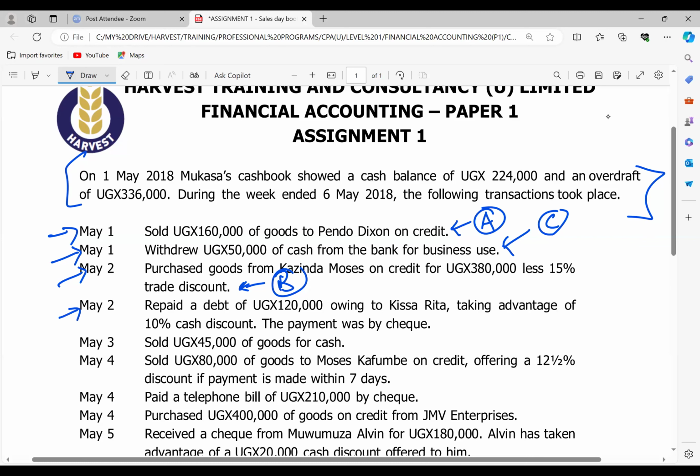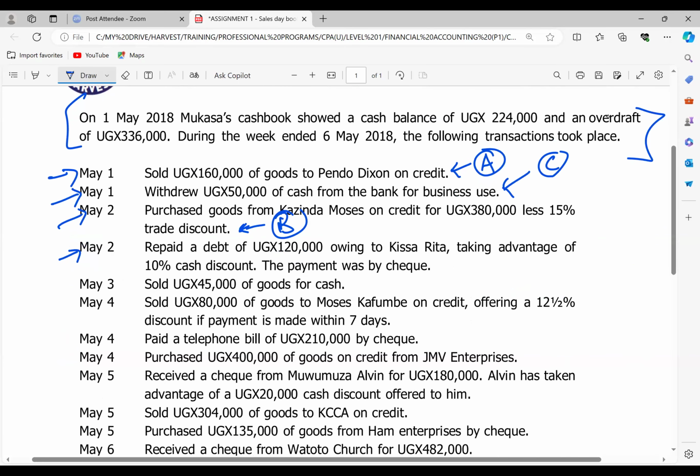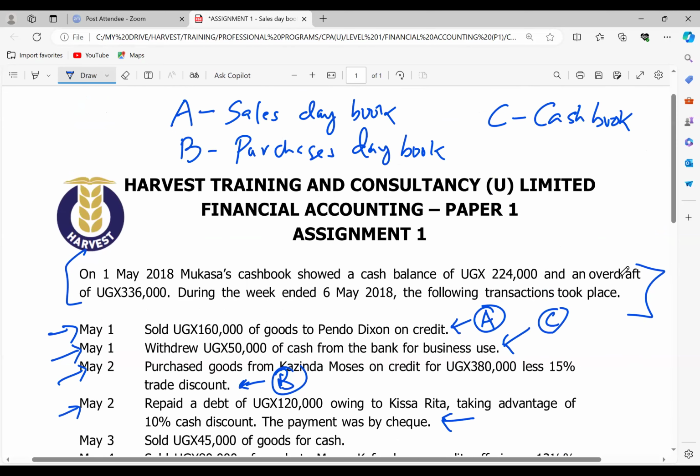Read for us, repay the debt. We paid a debt of Uganda shillings 120,000 owing to Kisarita, taking advantage of 10% cash discount. The payment was by check. So is the answer A, B, or C? We are going to record where? Cash book, sales day book, purchases day book.